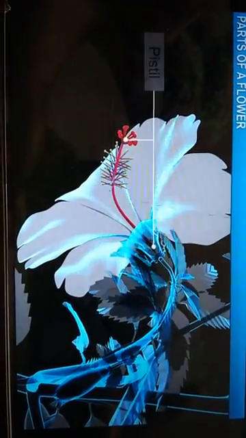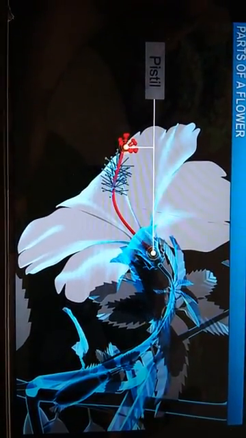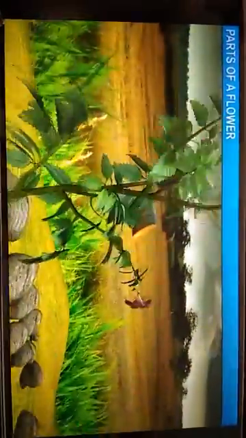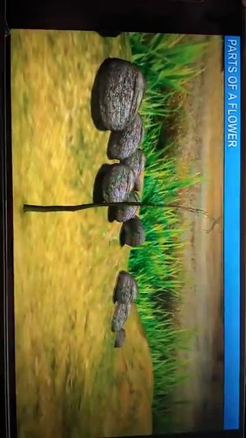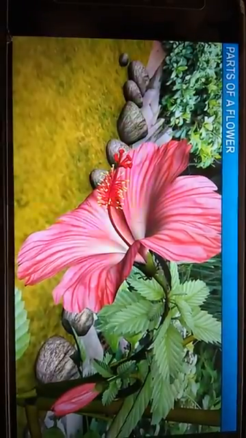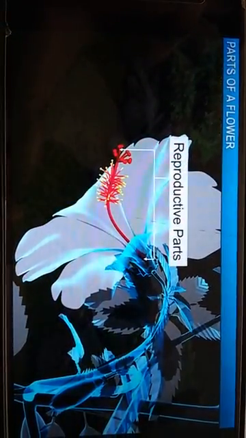Stamens and pistil of a flower are involved in reproduction. That is, the formation of new plants. They form the reproductive parts of a flower.